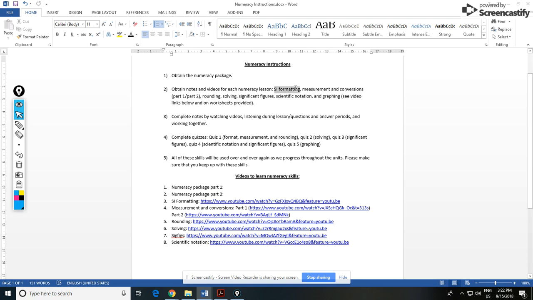So you might learn how to do proper SI formatting, measurement and conversions, rounding, solving, significant figures, scientific notation, and graphing. And then when we're done all that, you're going to have different quizzes along the way to make sure that you're on the right path. So we'll have a quiz on format, measurement, and rounding, and solving, significant figures, scientific notation, significant figures together, and then graphing. So this could vary from teacher to teacher.